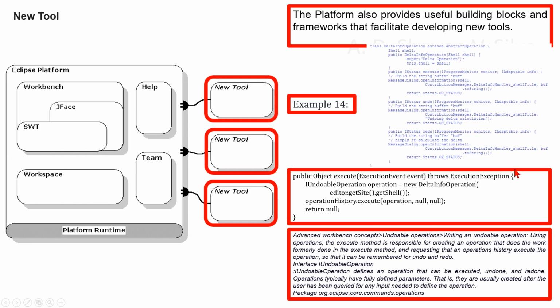When a command launches a wizard, then the operation is typically created as part of the wizard's performFinish method or the wizard page's finish method. Converting the finish method to use an operation is similar to converting the execute method. The method is responsible for creating and executing an operation that does the work previously done inline.